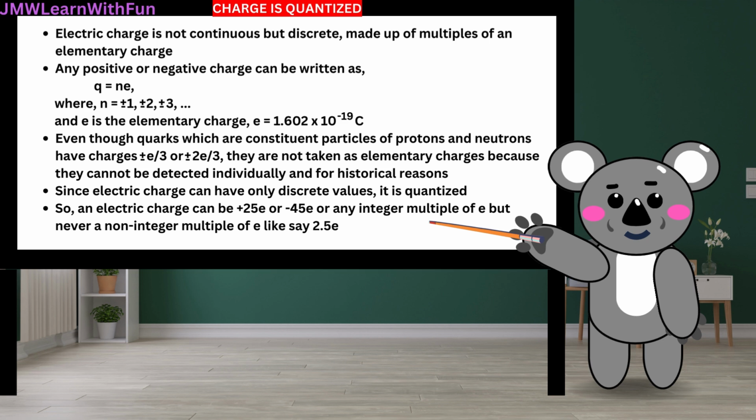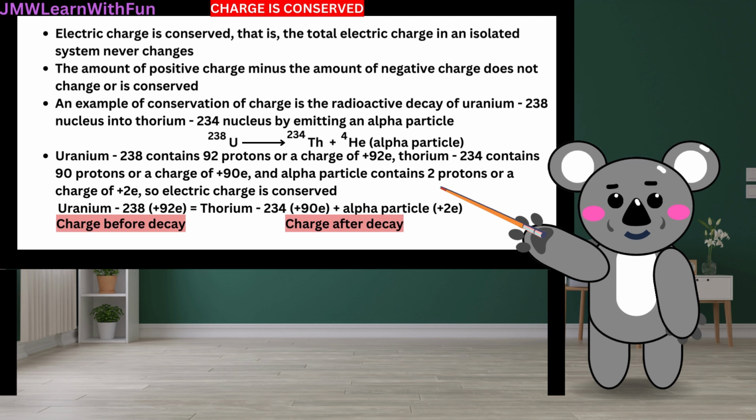Since electric charge can have only discrete values, it is quantized. So, an electric charge can be +25e or -45e, or any integer multiple of e, but never a non-integer multiple of e, like say, 2.5e. Electric charge is conserved, that is, the total electric charge in an isolated system never changes. The amount of positive charge minus the amount of negative charge does not change or is conserved.